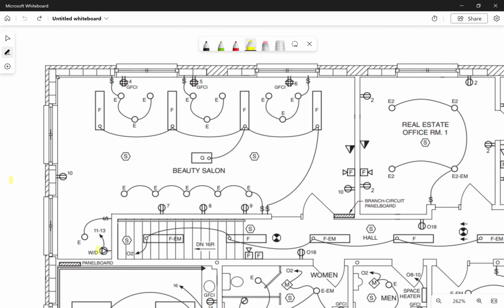Down in this left-hand corner, we have a circle with a triangle. The circle with a triangle is a symbol for a special purpose outlet. This one happens to have a W/D, so it's going to be for a washer-dryer combo. That's going to go into this corner for this beauty salon. We also have these S's in the octagons. Those are going to be representing smoke alarms.